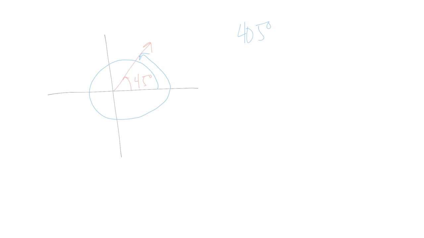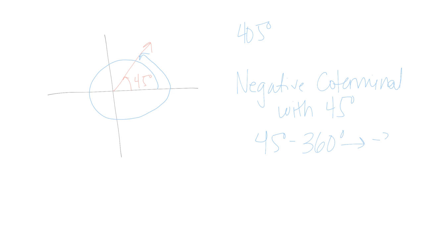The last thing you need to know, and I could ask you for negative coterminals too, so if I wanted a negative coterminal angle with 45, you would just subtract 360. Again, we're just adding and subtracting 360 degrees in multiples. So it would be 45 degrees minus 360 degrees, which would be negative 315 degrees. That would land you in the same spot. I'll just do that really quick. So negative 315 does land you there.